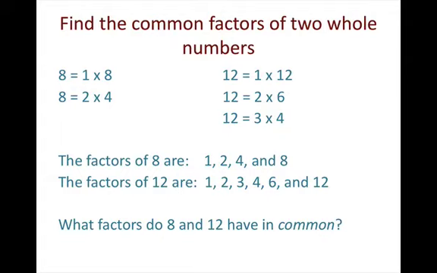Okay, so we've looked at factors. You know what products are. We're going to find common factors of 2 whole numbers. So let's take a look at 8. The factors of 8 are 1, 8, 2, and 4, or 1, 2, 4, and 8. The factors of 12 are 1, 2, 3, 4, 6, and 12. Okay, what factors do 8 and 12 have in common? Take a look at this, and when you're ready, move on.